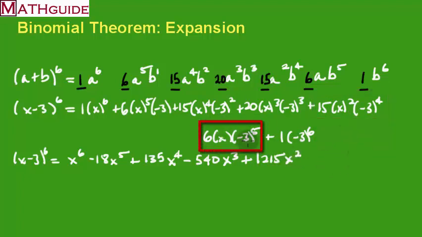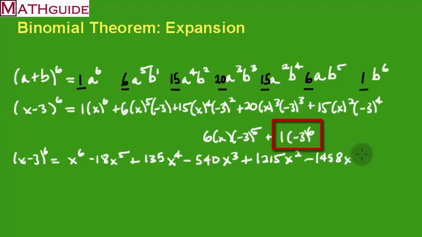Okay, on to this term. We're going to take negative 3 to the 5th power. That's 81 times negative 3. I don't know what that is, but it's positive 81 times negative 3 times 6. In other words, negative 3 to the 5th power times 6, which is negative 1458, and that'll be x. And our last term is just negative 3 to the 6th, which is going to be a positive value, 729.